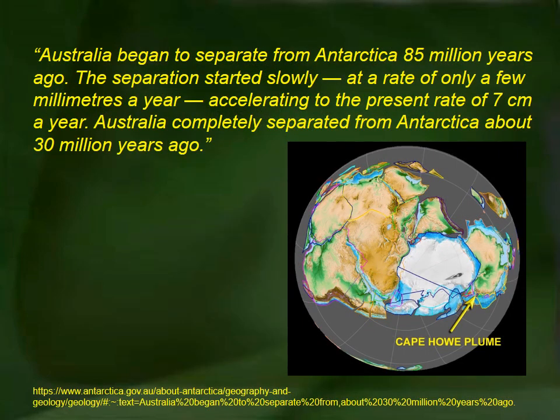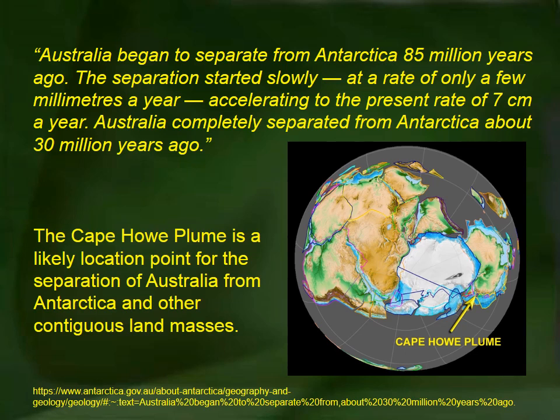Australia began to separate from Antarctica 85 million years ago. The separation started slowly at a rate of only a few millimeters a year, accelerating to the present rate of 7 centimeters a year. Australia completely separated from Antarctica about 30 million years ago. The Cape Howe plume is a likely location point for the separation of Australia from Antarctica and other contiguous land masses.